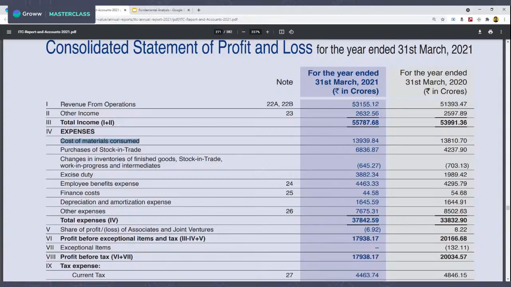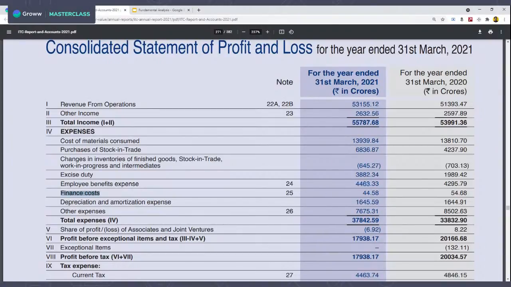Then we look at something known as employee benefit expense. Do you know what employee benefit expense is, guys? It basically means the salary cost of all the employees that are working under you. The salary cost for ITC is around 4,400 crores. They make 55,000 crores, but their salary cost is only 4,400 crores.